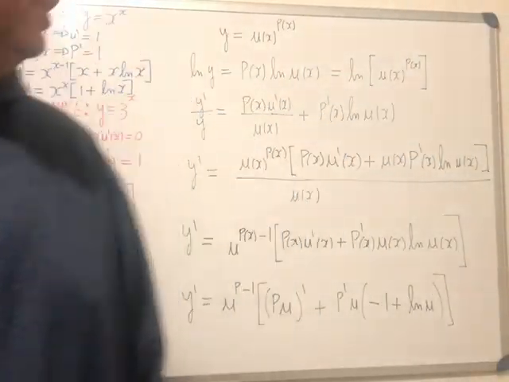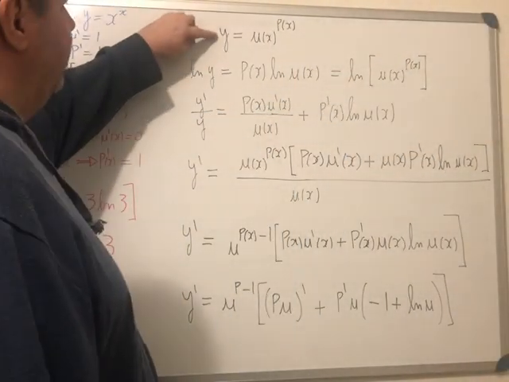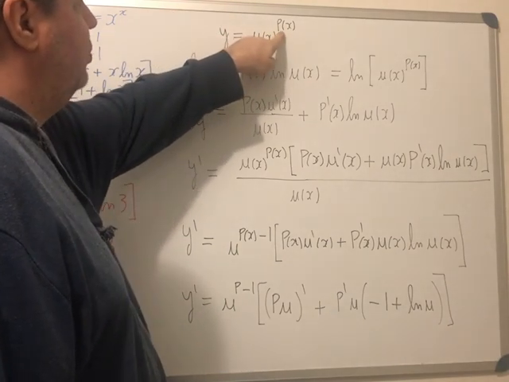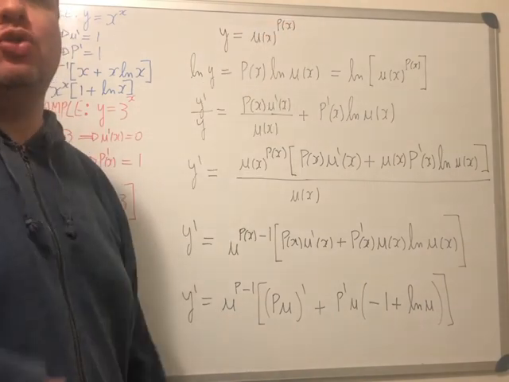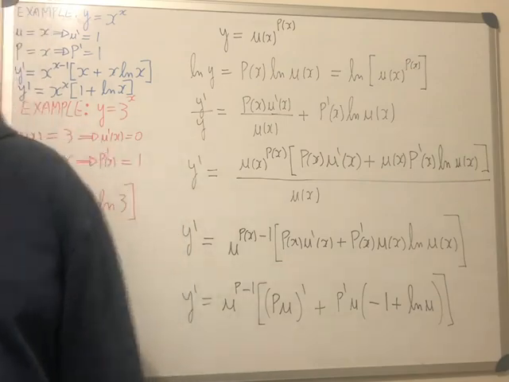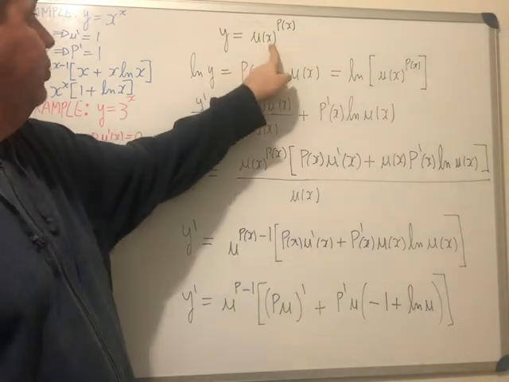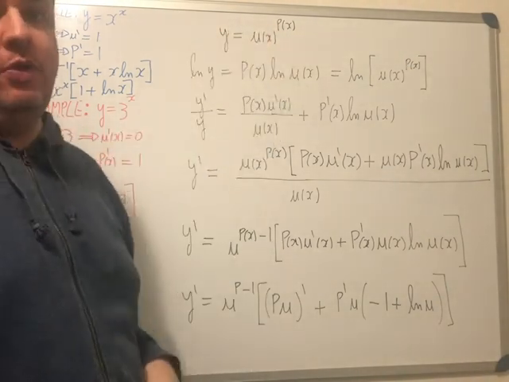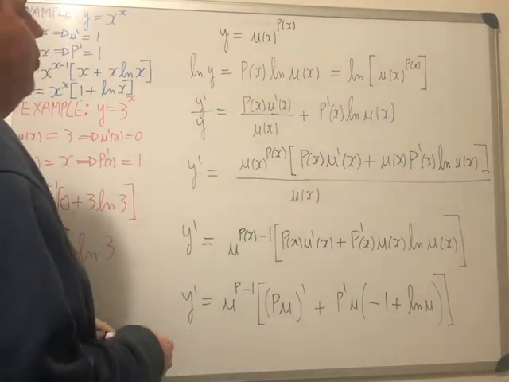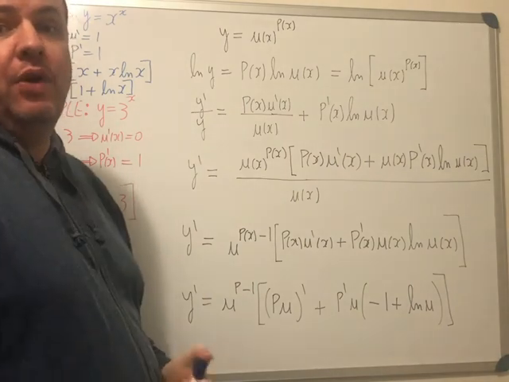So let's look at this function here, y equals u of x to the power p of x. So y is a function of two other functions, function u and function p, okay? And u and p are functions of x. So how do we take the derivative of this function?